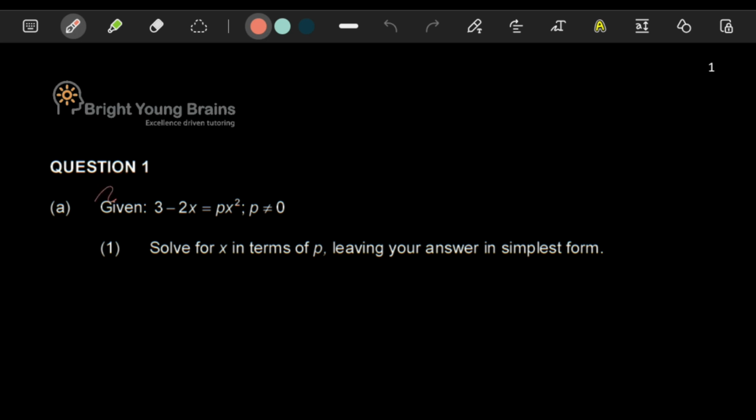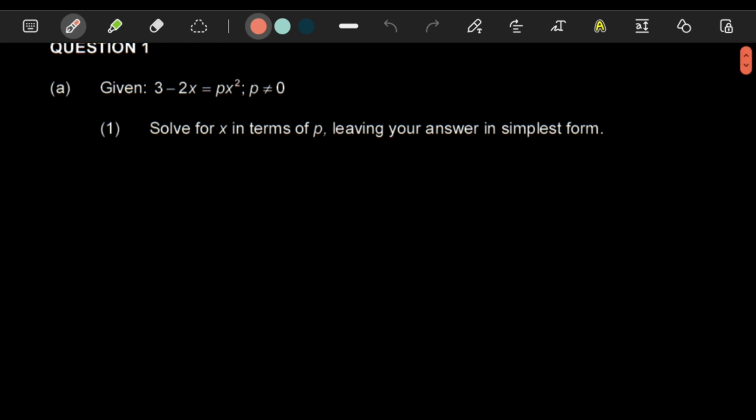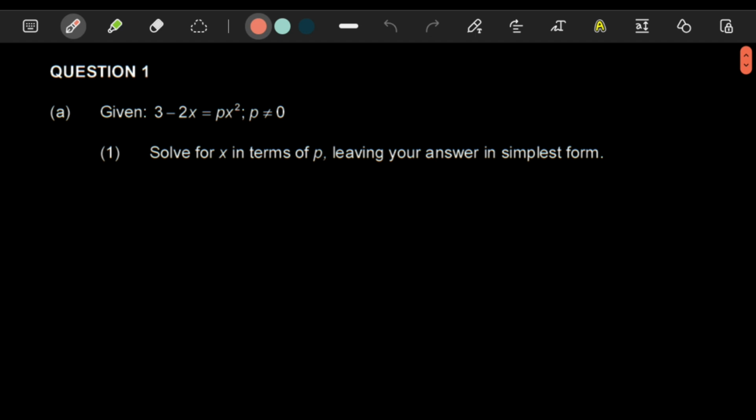But anyways, let's see. Question 1. What is question 1 saying? We are given the following. Okay, 3 minus this, and so on. P is not equal to 0. They've just given us a basic quadratic equation here, but there's a P. They say solve for x in terms of P, leaving your answer in its simplest form. So, solving for x in terms of P, leaving our answer in its simplest form.